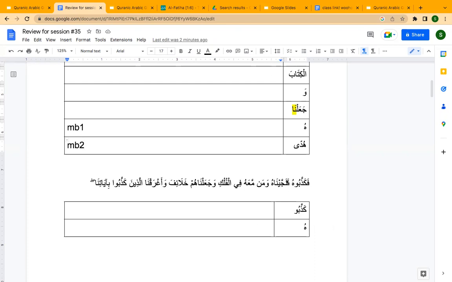Fa is one of your connectors. The Arabic for connector is atf, you can just keep that in mind for now. Just like waw atf, similarly fa can also do the job of connecting sentences or words.